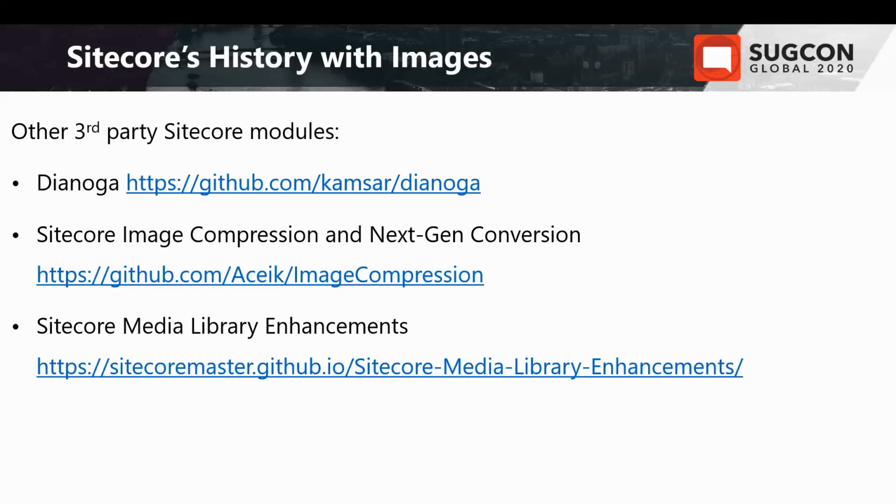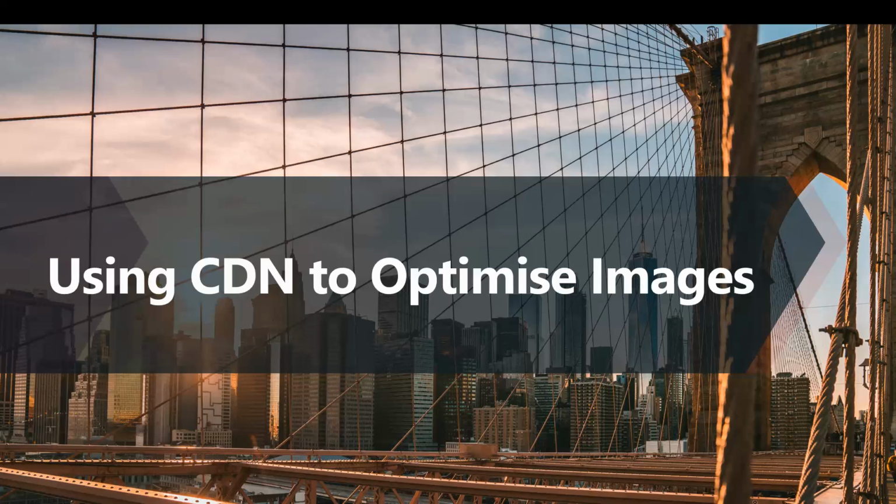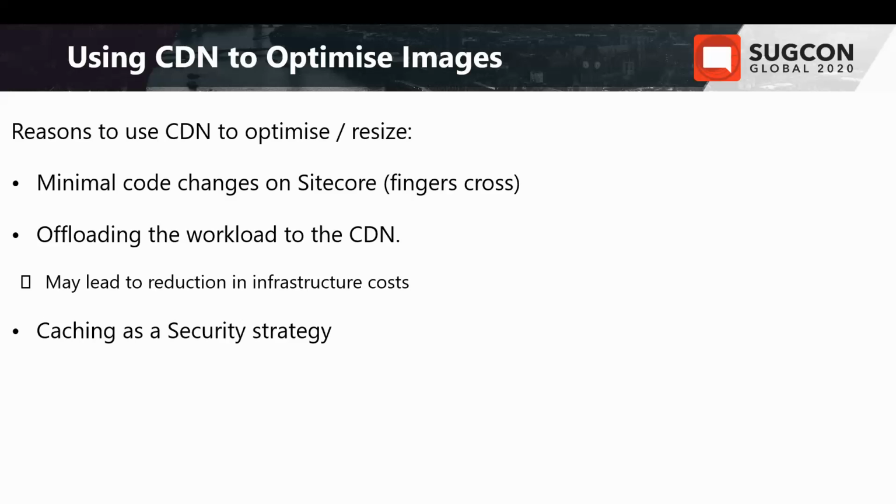Check this out. So now let's quickly go through how we are going to use a CDN to optimize the images. And first thing, I just want to go through the reasons why we want to use it. First, by offloading the work into the CDN, hopefully there will be minimal code changes required on the Sitecore end, which means no matter what Sitecore version you're using, whether it's XM Cloud, JSS, or traditional MVC, it should just work with implementing the CDN on top without having to do any work on Sitecore at all.